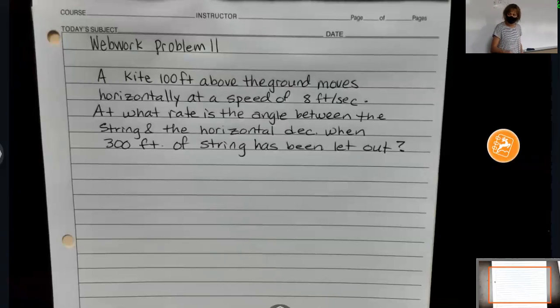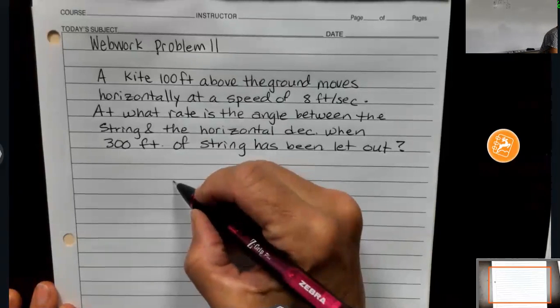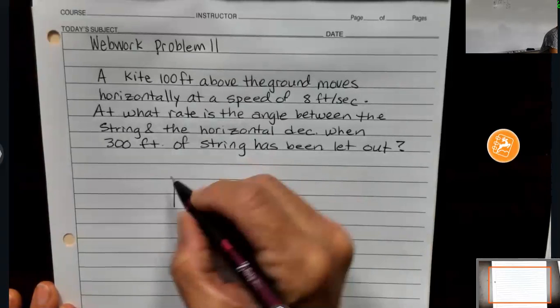So let me see if I can kind of fake a diagram here. Okay, so the kite is going to stay 100 feet above the ground. So initially it's here.